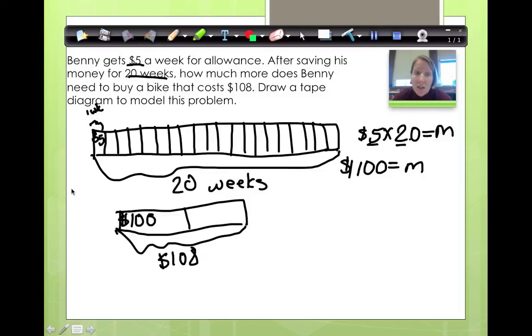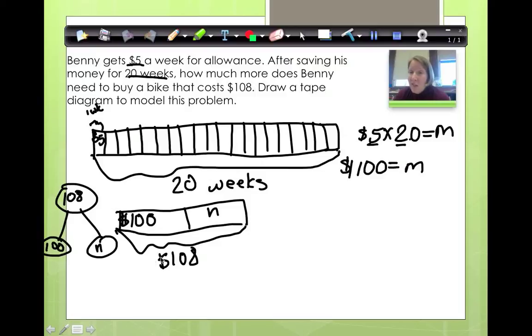Right? Now how would I solve this to find out what this part is? Because this is just like the number bond where this is 108. And I know that this is 100. And this is the mystery. It's what you don't know. So I'm going to put N for how much does he need. Right here's N. Okay. Well, how can I solve that?